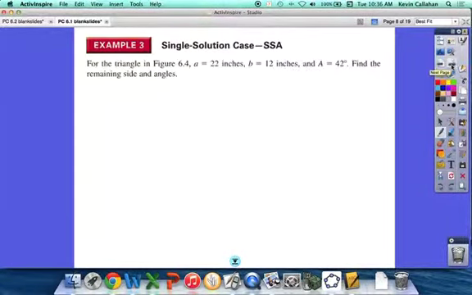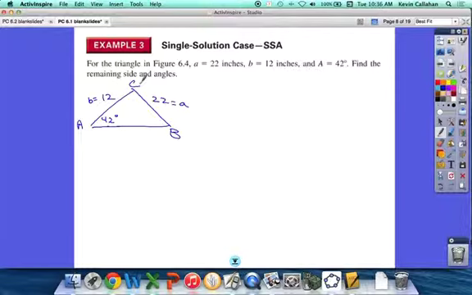And I didn't copy the figure, but that's fine. We'll just draw our triangle. Well, I'm going to draw it like this. We know it's going to be an acute angle. So this angle is 42 degrees. The a is 22, and the b is 12. Find the remaining sides and angles. Okay, which is the first thing we have to solve for? You say that was a, that is b, and that is A, which means this is B and this is C.